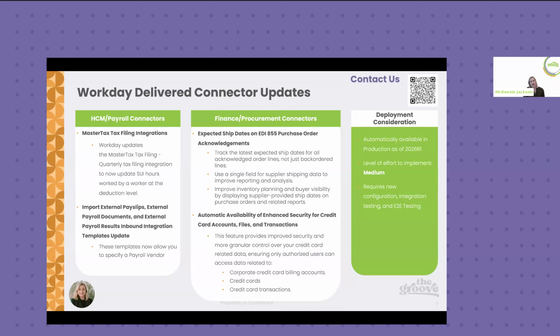Moving over to our finance and procurement connectors, for our supply chain management, the expected ship dates on the EDI 855 purchase order acknowledgements now allows you to see the ship dates for all acknowledged order lines, not just the back ordered ones. So you can see it for all of them now. And this is a great new feature because it's now going to allow you to use a single field for the supplier shipping data for your reporting and analytics.